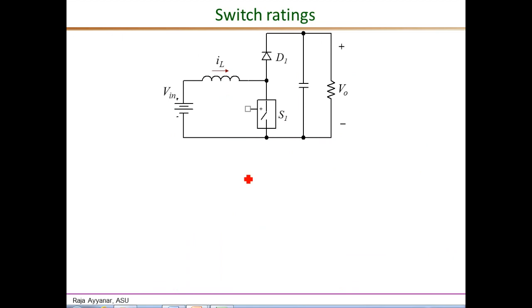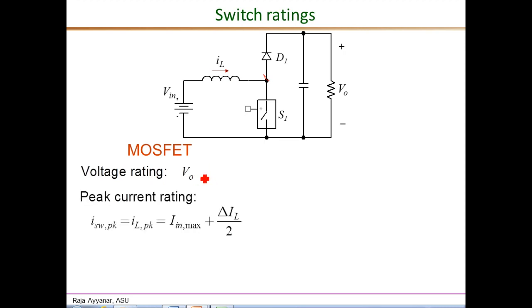Okay, so finally we come to the switch ratings, the ratings for the MOSFET as well as the diode. Considering the MOSFET, the voltage rating, that is the voltage across the switch when it is off. So when the switch is off, the diode is conducting, and this end is now physically connected to the output voltage. Therefore, the maximum voltage that the switch sees, neglecting all non-idealities, is the maximum output voltage VO. So that is the voltage rating, plus sufficient safety margin.